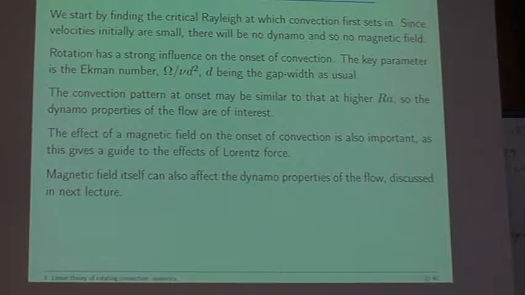Now, of course, the velocities are going to be initially small when you're just close to critical, so there won't be any dynamo, and so there won't be any magnetic field. So the natural place to start is in the non-magnetic rapidly rotating limit.